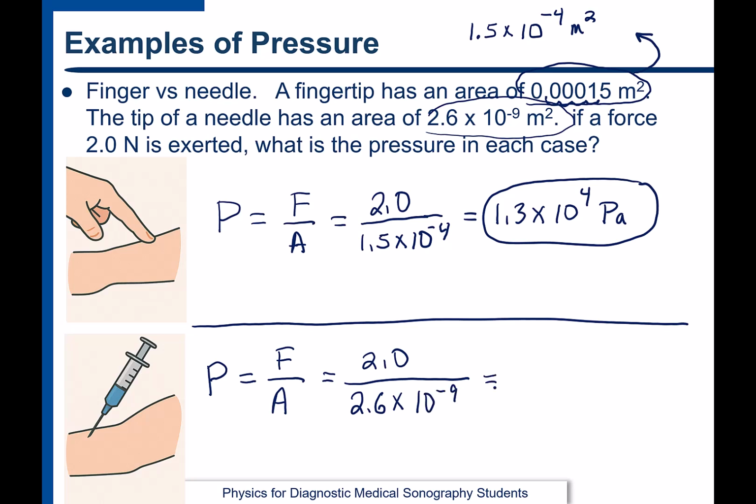If you do that on your calculator, you should get an answer of 7.7 times 10 to the eighth pascals. So you'll notice much, much higher pressure. And of course, that's why your finger doesn't go through the arm, but the needle does.